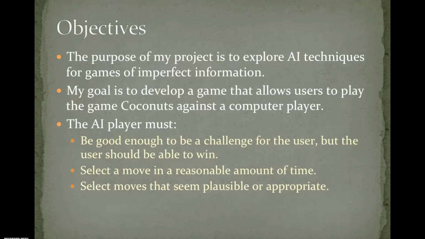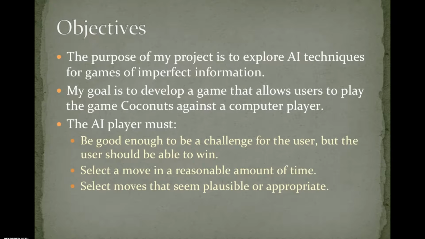I wanted to explore AI techniques in games where some information about the current state of the game is hidden from the players. For example, in card games, players cannot see the cards opponents have in their hands. We say these games have imperfect information because the player does not have all information about the current state of the game. The hidden information creates a challenge for the AI player because it is more difficult for the AI player to predict how opponents will react to certain moves.